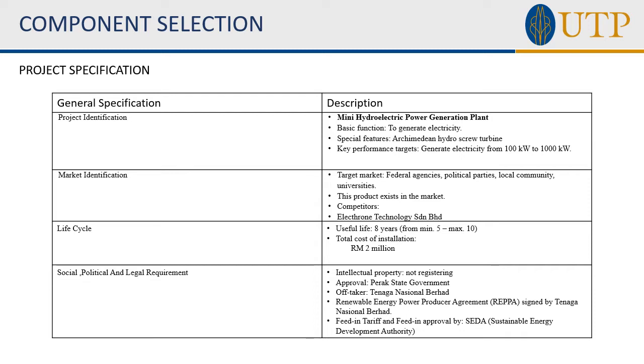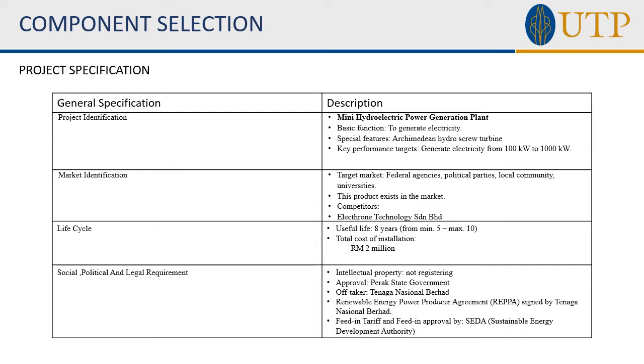Third is the life cycle. The life cycle of our project is up to 8 years. The minimum is 5 years and the maximum is 10 years. And the total cost of installation is 2 million ringgit Malaysia.